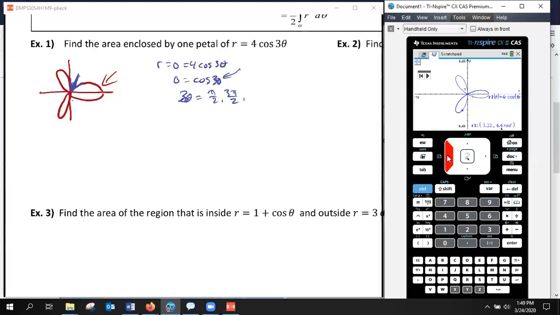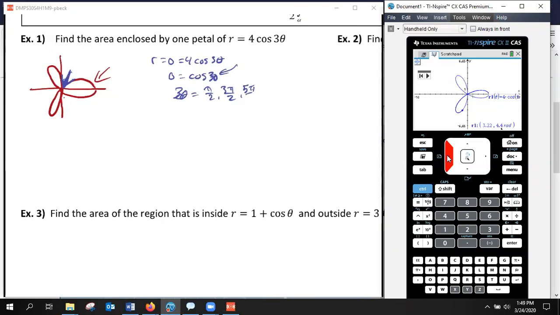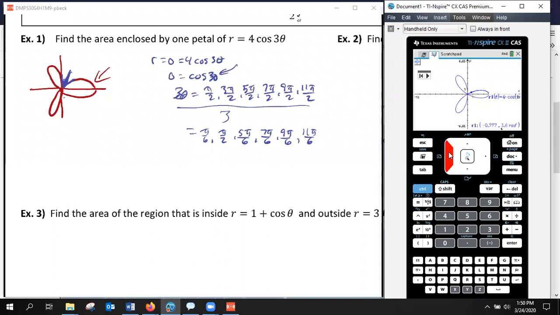And because this is a 3 theta, we need to take this out 2 more periods. So that's going to be at 5 pi over 2, 7 pi over 2, 9 pi over 2, and 11 pi over 2. So that when we divide everything by 3, we're going to get pi over 6, pi over 2, 5 pi over 6, 7 pi over 6, 9 pi over 6, which is 3 pi over 2, and 11 pi over 6.